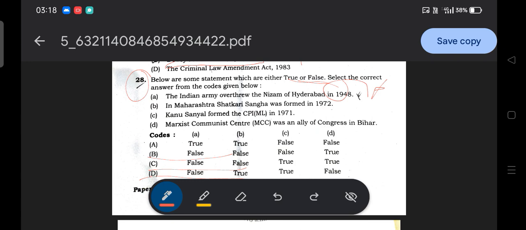But the option setup itself is wrong, because it says in Maharashtra, Shetkari Sanghatana was formed in 1972. No, it's totally incorrect. It was formed in 1979 by Sharad Joshi. That's why B is incorrect, but no option mentions that B is incorrect here. So if you go by this, this is also not a correct frame. Accordingly, the question should be dropped.